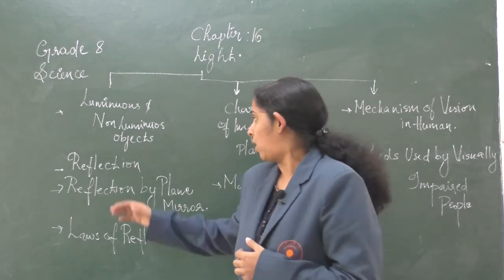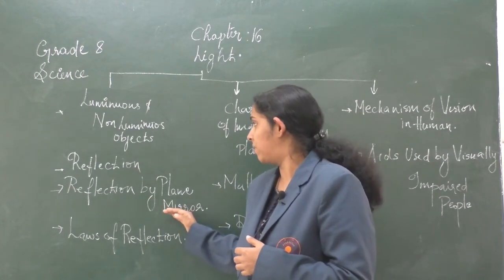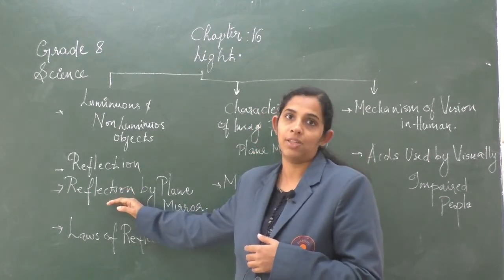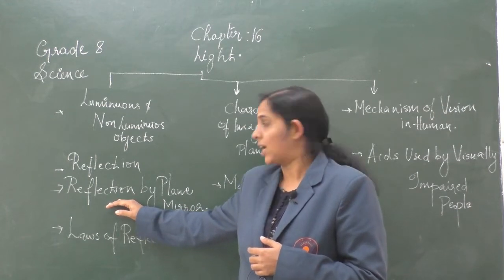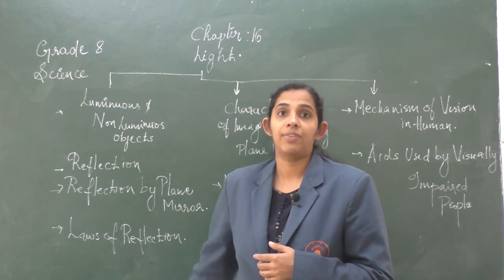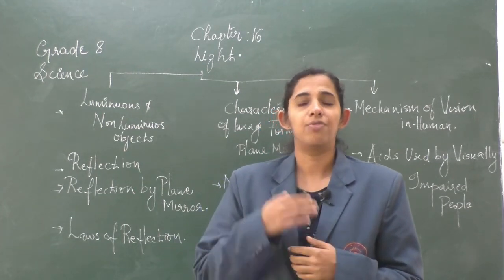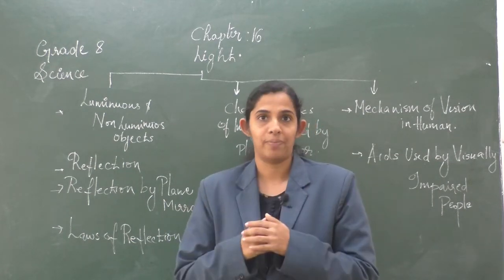So, which property of the plane mirror helps us to see images? It is the property of reflection. We have discussed the different laws of reflection, like the incident ray, reflected ray, the angle of incidence and the angle of reflection.